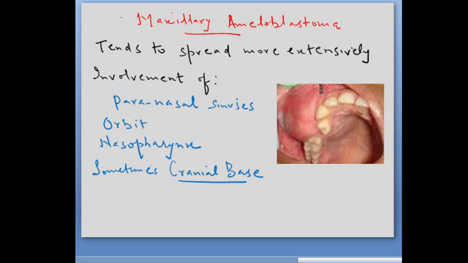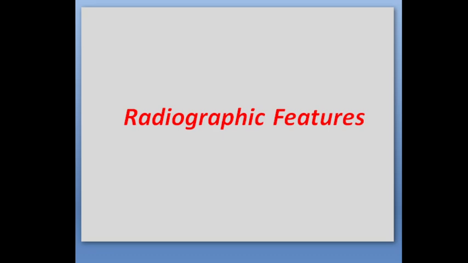Maxillary ameloblastomas tend to spread more extensively than mandibular counterparts. Usually, there is involvement of paranasal sinuses, orbit, and nasopharynx. Maxillary ameloblastoma can extend up to the cranial base.